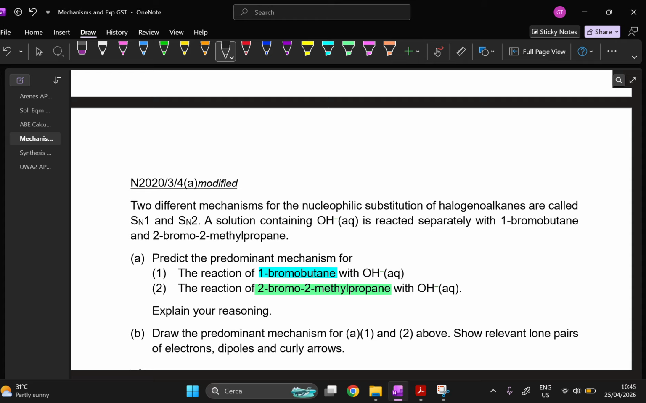So let's look at 1-bromobutane, right? Let's draw that together. Butane, 4 carbons, 1, 2, 3, 4, and then 1-bromo. So this is 1-bromobutane, and obviously this is going to be a primary halogenoalkane. Next, 2-bromo-2-methylpropane. Propane, right? 1, 2, 3. Then at carbon 2, I have 1 methyl, I have 1 bromo. So obviously, what type of halogenoalkane is this? This is a tertiary halogenoalkane.